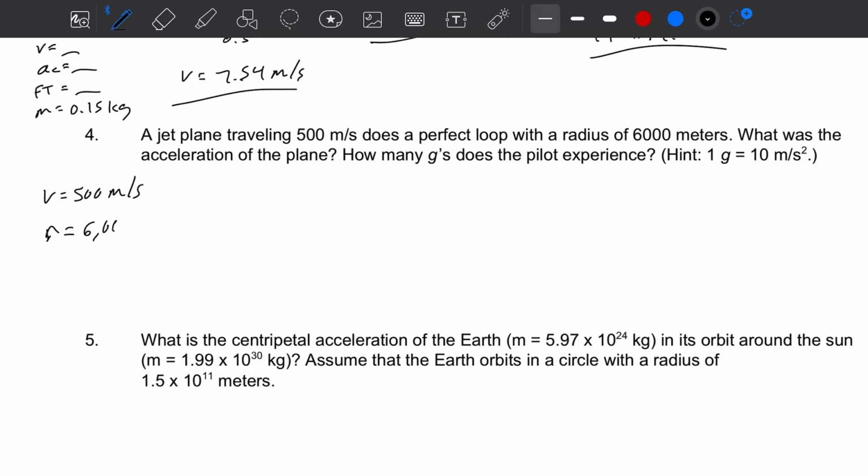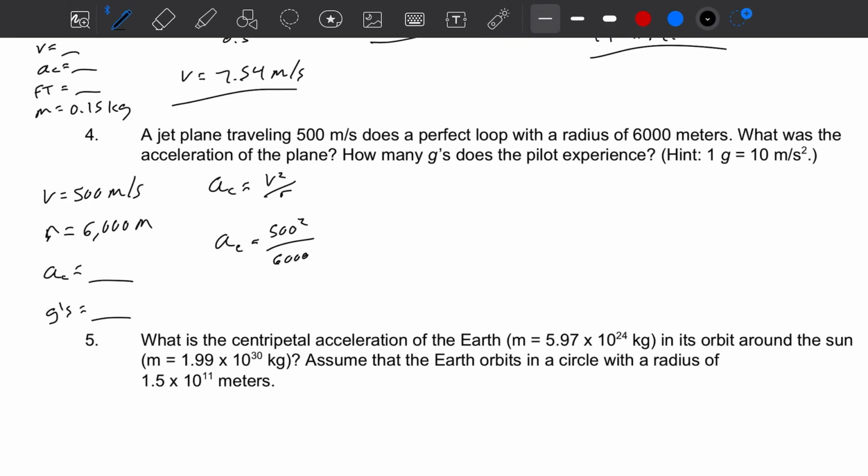We know acceleration is v squared over r, so we can just take our 500, square it, divide it by 6,000. That will get us the acceleration. It also asks us for how many g's. It says g is 10 meters per second, so if we just divide by 10, we'll know how many 10s there are or how many g's there are.